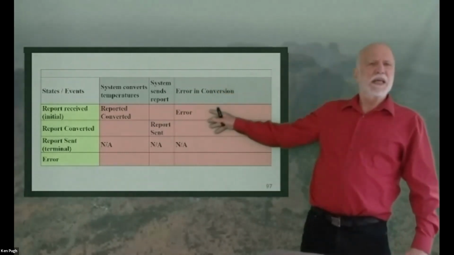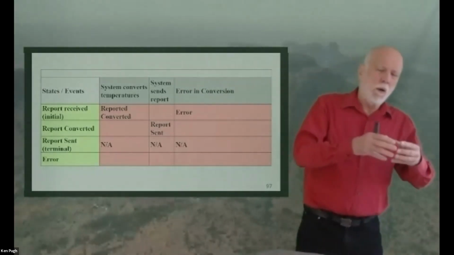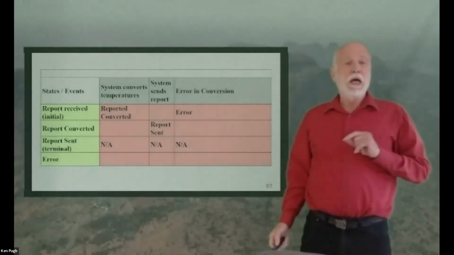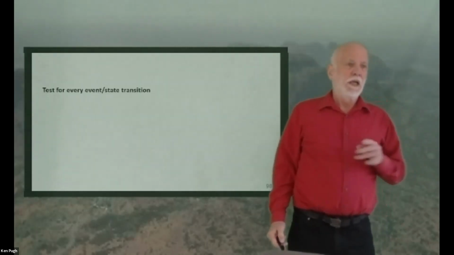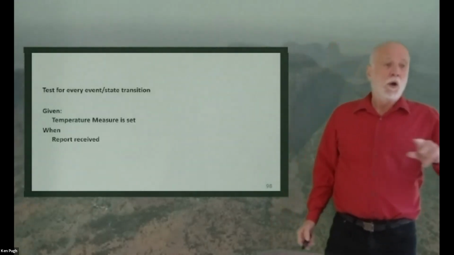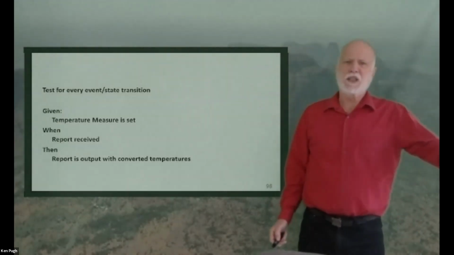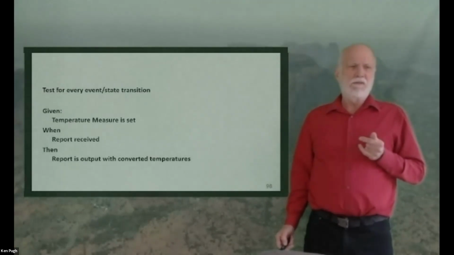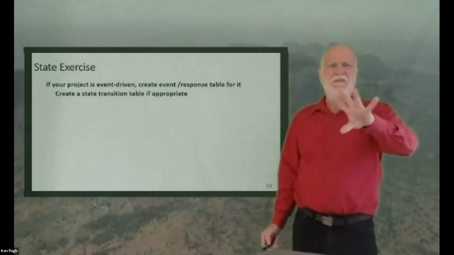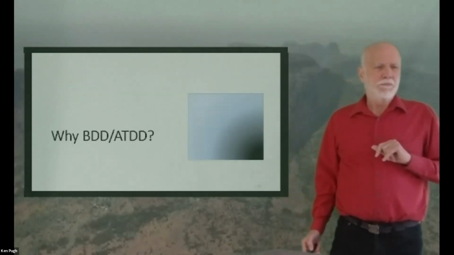Basically, here is a state diagram that documents the transitions between all those states, and each one of these transitions is going to be a scenario, a given, when, then. So we have a test for every one of those. Given the temperature measure is set, when the report is received, then the report is output. That's our transition at the high level. All right, we're not going to do this one. We don't have any states, if you will, in this particular thing.